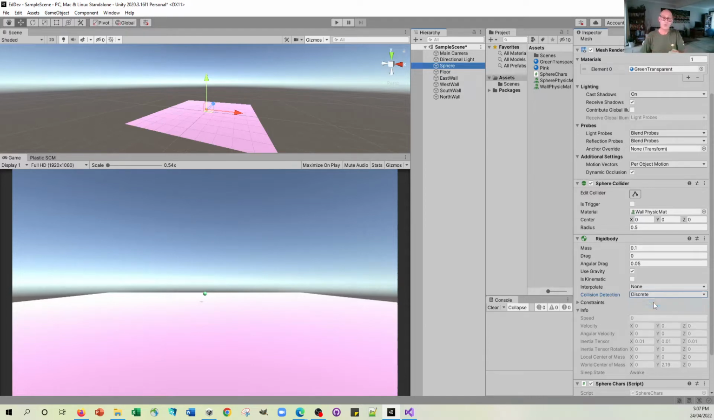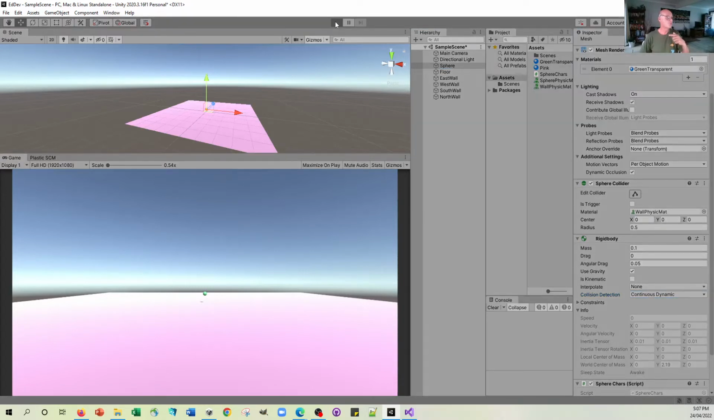But the default position, which you were probably on, was discrete. So if you're finding that the ball is going through the walls, then change it to continuous dynamic, and that should now stop the ball from going through the wall. So this is on continuous dynamic, and basically what's happening is Unity is looking ahead and saying, "Oh, the ball's about to hit a collider. I know that I should do something about that."